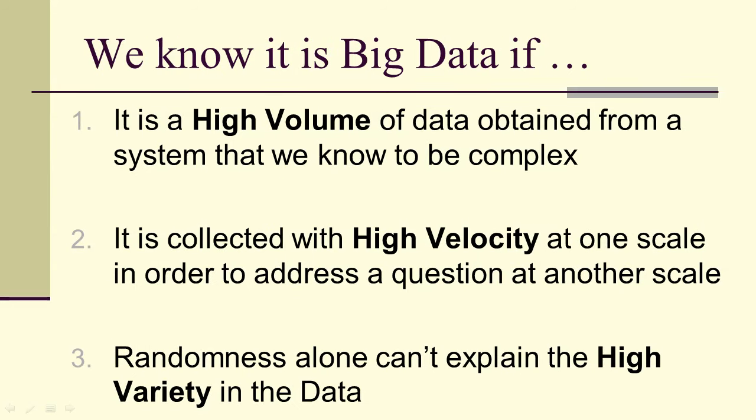So we also know now, in some sense, what big data is. Just to summarize, we know it's big data if it is a high volume of data obtained from a system that we know to be complex. It's collected with high velocity at one scale in order to address a question at another scale, usually high velocity at a small scale in order to answer questions at a larger scale. And randomness alone can explain the high variety that we see in the data.